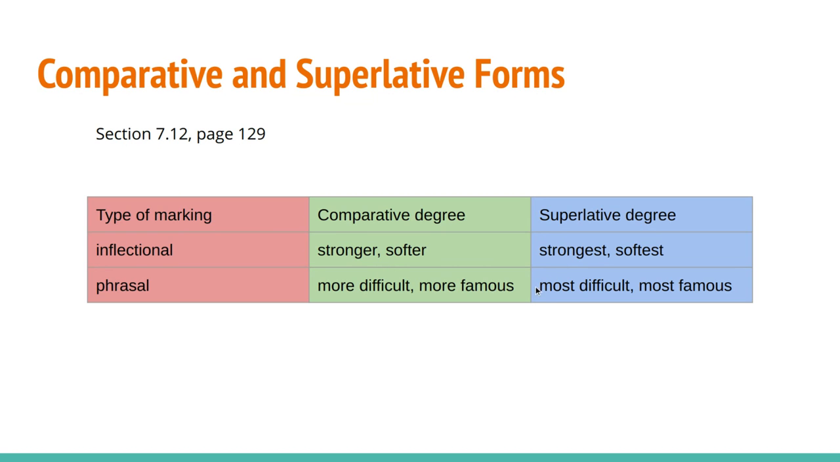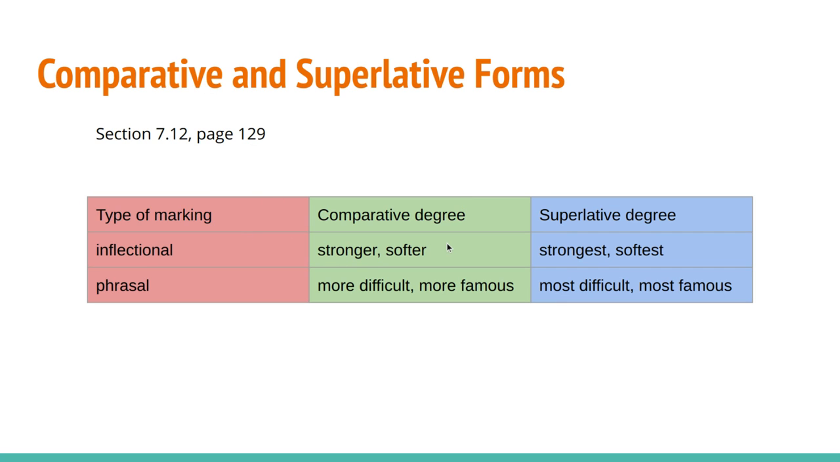Evidently, the article in the most difficult, the most famous is not always necessary, but most always needs to be there to form the superlative of long adjectives. As with every rule, there are exceptions. I would like you to go to this section and take a look at the exceptions.